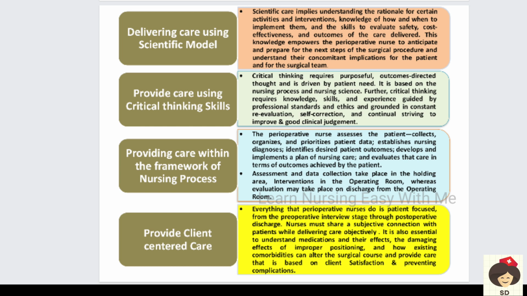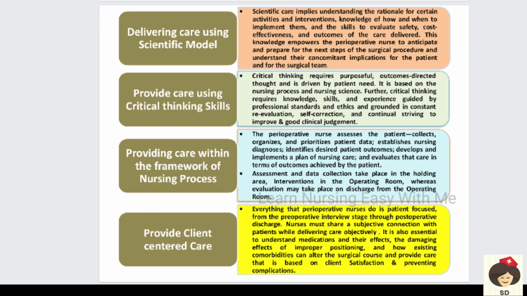So they have to do every procedure with scientific rationale, and they must give care using critical thinking skills. And there should also be professional standards, rules and ethics, which guide the nurses in order to provide a good outcome for the patient. Continuously we have to keep learning and improving so that we can have good clinical judgment.